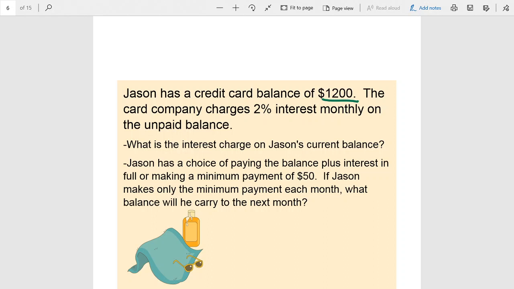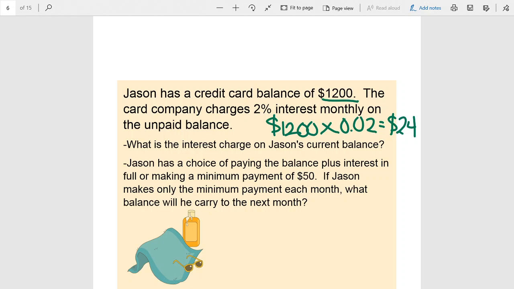Well, that's just a simple question as far as saying if he has $1,200 that he needs to pay off and he's getting charged 2% as a decimal, 0.02, well, then that means his interest charge for that current balance is, and you can work this out for yourself, $24. That's not too bad right now, but it grows and grows and grows. And I don't know about you, but I would rather keep my $24 rather than paying it in interest.